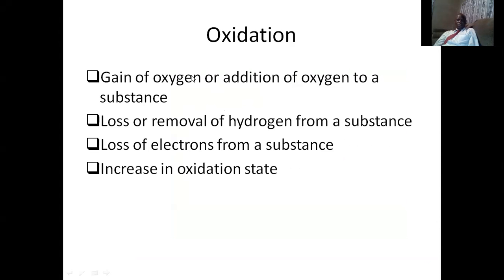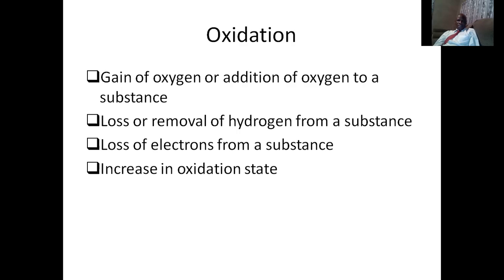Well, what is oxidation? Basically, we can define oxidation in four different ways. Actually, we can say oxidation is the gain of oxygen or addition of oxygen to a substance. So when a substance is oxidized, we add oxygen to it, so we say oxidation has taken place. Then number two, when there is a loss or removal of hydrogen from that substance, then oxidation has taken place. That is in terms of hydrogen.